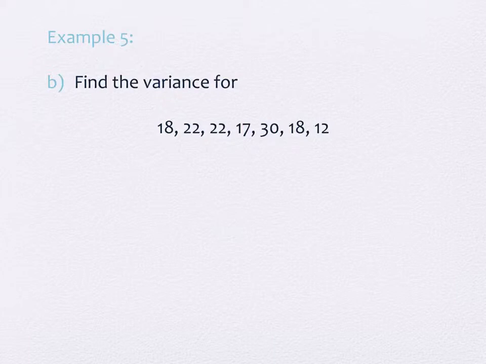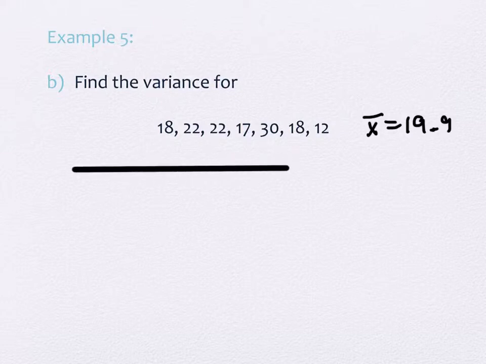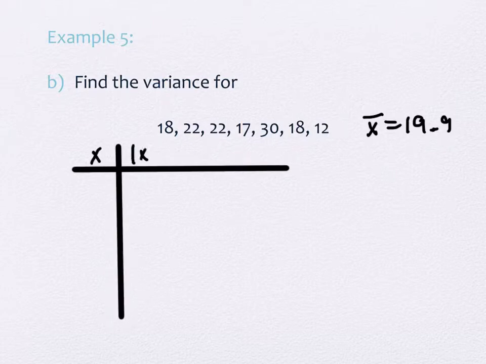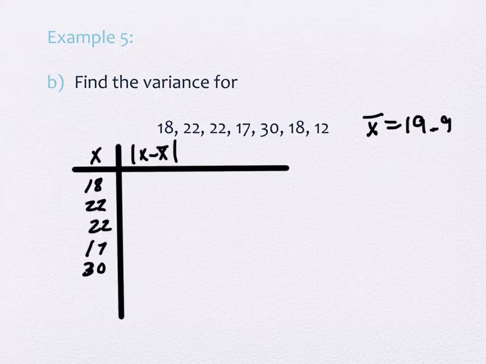So we're going to have a mean over here, which we said was 19.9. And we're going to make a column for the scores and then for the absolute value. So the first 2 columns are going to be the same columns I just created, no different at all. So this is x, this is x minus x bar. If you look in your book, they may not do it as an absolute value, but I'll show you why in a minute I am. Okay, so I promise I'll show you that. But let me do 18, 22, 22, 17, 30, 18, and 12.